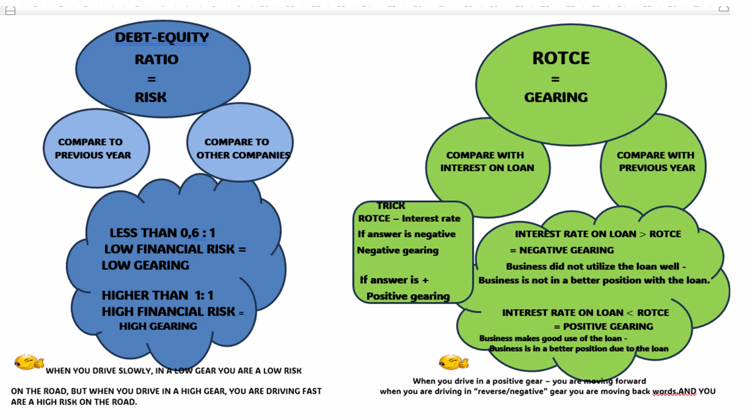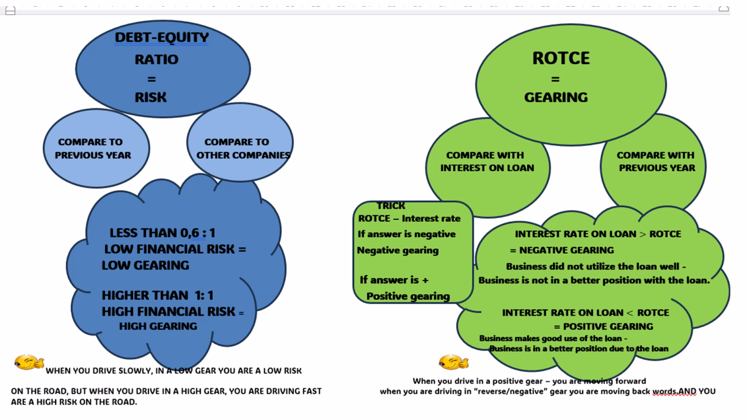Now, here we talk about your risk. Debt is your long-term or your non-current liabilities in relation to your shareholders' equity. And remember, in a company, equity is shareholders' capital plus retained income. So what do we do with this? We compare it to the previous year and we compare it to other companies.